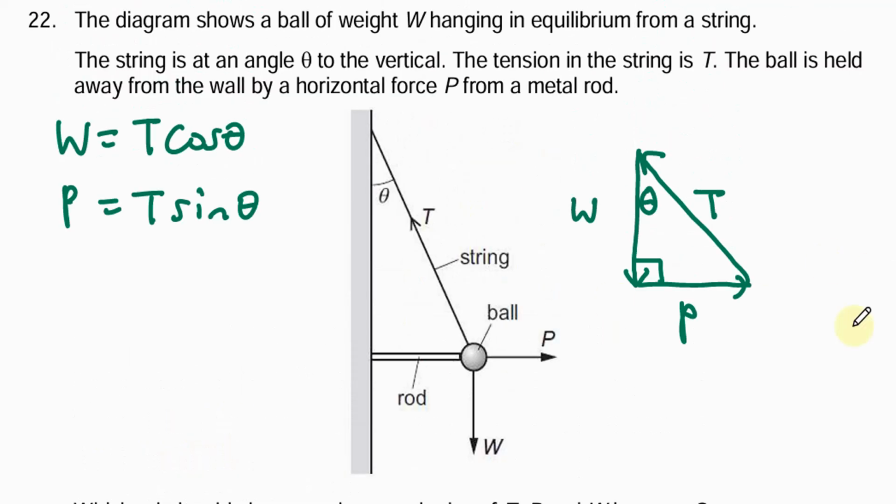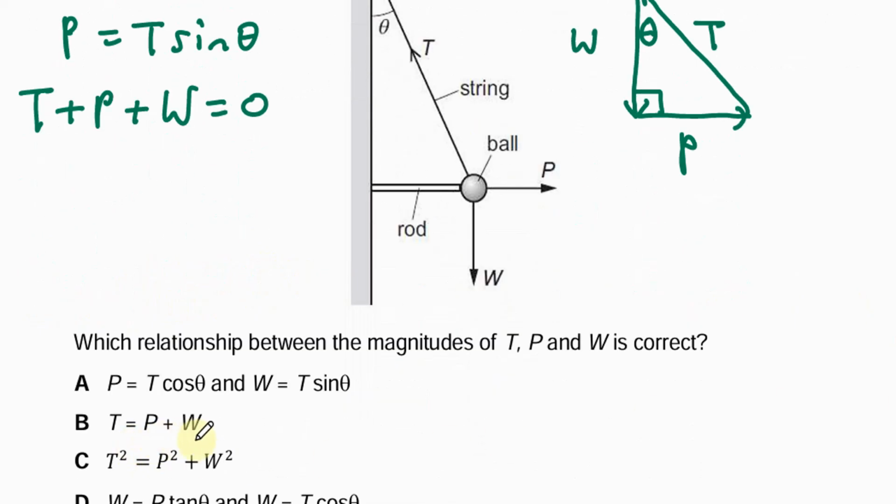Now we know that the system is in equilibrium, so the resultant of these three forces must be 0. The resultant is given by the sum of the three forces. So we know that T plus P plus W will be 0. The resultant of these three must be 0. Here we have T is equal to P plus W, but from this equation, we can see that T is actually equal to negative P minus W. So it's not B either.